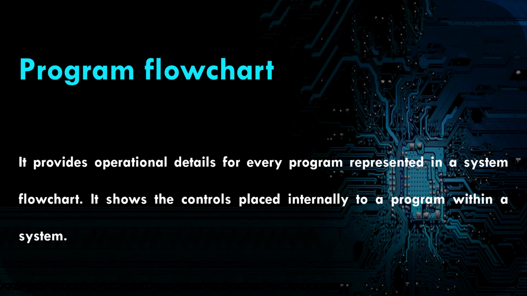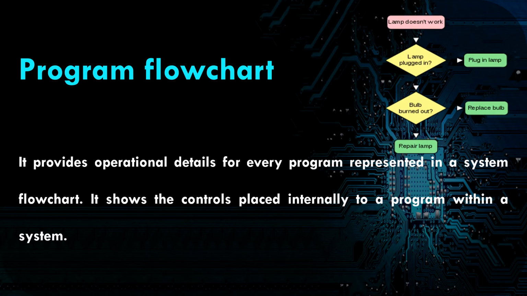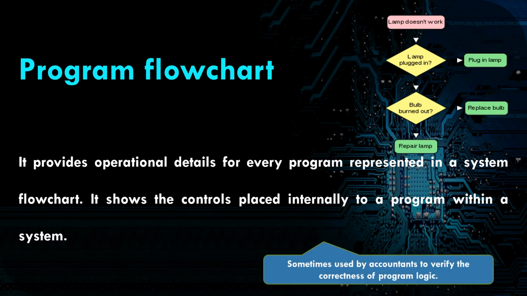Now let's have a look at the program flowchart. The program flowchart provides operational details for every program represented in a system flowchart. It shows control placed internally to the program within the system. It is important to notice that the program flowchart is sometimes used by accountants to verify the correctness of the program logic, and it is mainly used by the programmers.